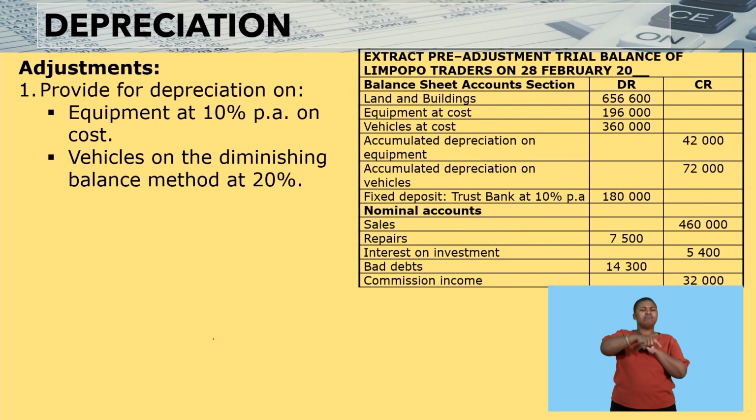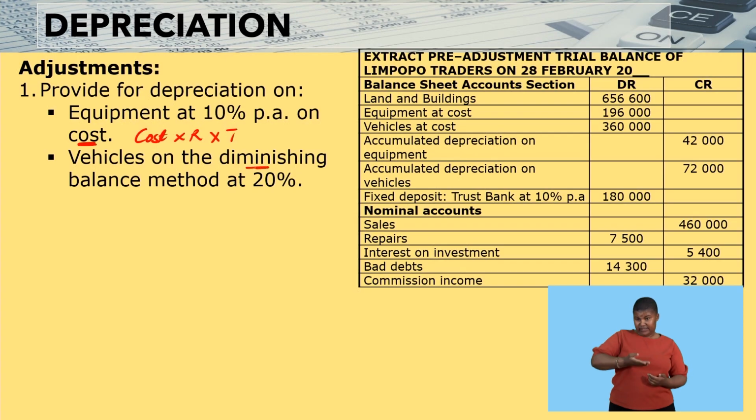It reads, provide for depreciation on equipment at 10% per annum on cost and vehicles on the diminishing balance method at 20%. It is very important at this point that you already know how to calculate depreciation. There are 2 methods of calculating depreciation. We can calculate depreciation on cost. With this method, we simply say cost times the rate times the time. That is with the cost price method.